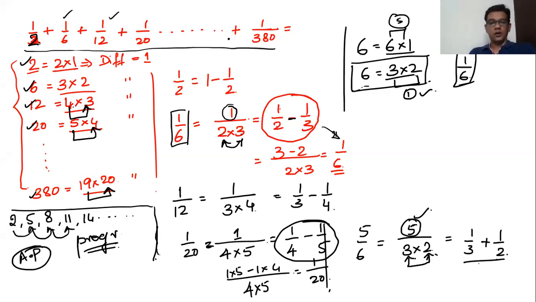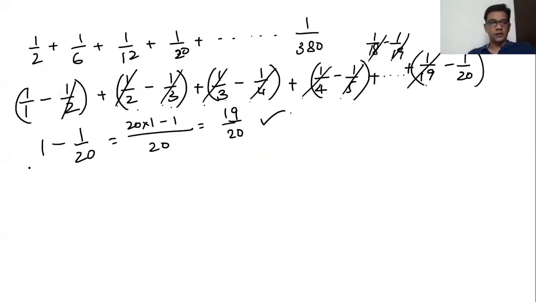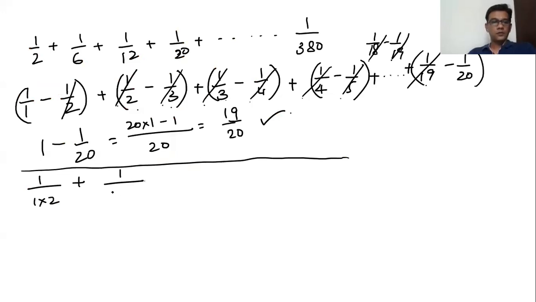I can write all of them, if I want, I will rewrite here, as 1 divided by 1 into 2 plus 1 divided by 2 into 3 plus 1 divided by 3 into 4 and likewise. Okay, so I can write it this way. I have not changed anything from this place to this place. But now I have to simplify this.